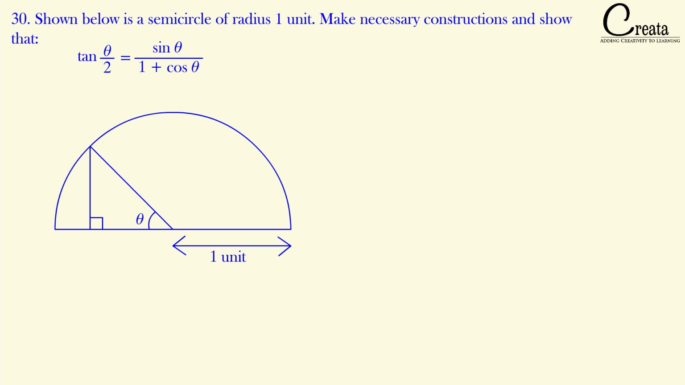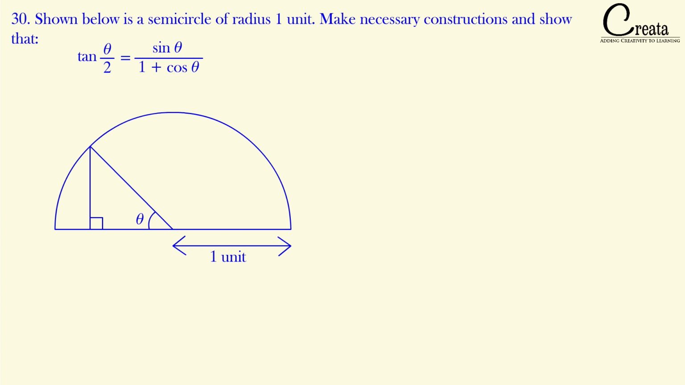In this question, a semicircle of radius 1 unit is given. This is a semicircle, and this is a radius which is given as 1 unit. And we have to show that tan theta by 2 is equal to sin theta upon 1 plus cos theta. Okay, this is the question. So let's approach the question.